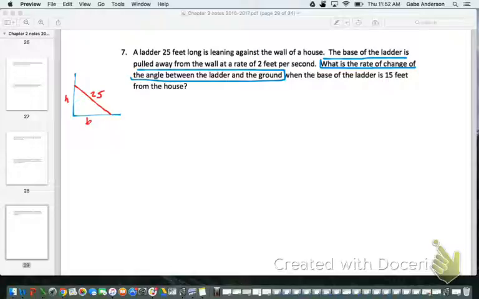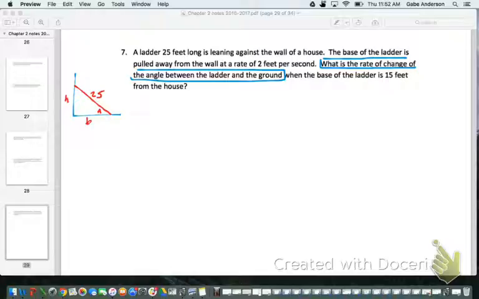Okay, did you label anything else? Okay, did anybody else label anything else? Madison? I did A for the angle, like between the ladder and the ground. Okay, so right here. Yeah. A right there. Okay, why did you choose to label that angle? Because it says, what is the rate of change of the angle between the ladder and the ground?